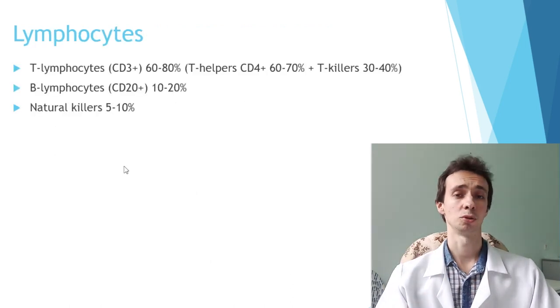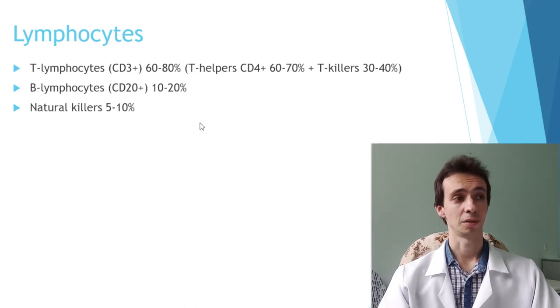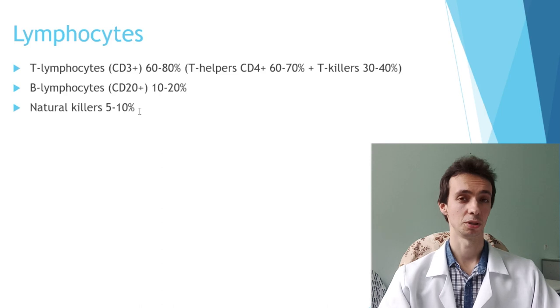Before going further, I want to tell you that there are different subtypes of lymphocytes. There are T lymphocytes. These must be 60 to 80% of all lymphocytes. Then, T lymphocytes are divided into T helpers, 60 to 70, and T killers. Then, B lymphocytes. B lymphocytes produce antibodies, and they must be 10 to 20% of all lymphocytes. And natural killers. These are non-specific immune cells.